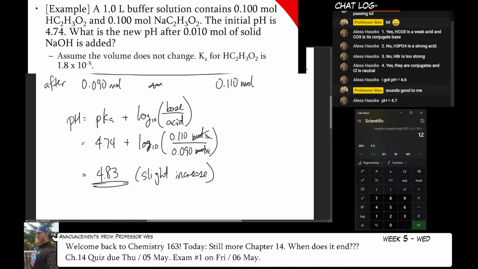So instead of raising the pH from 4.7-ish to 12, it went up to 4.83. So we have resisted a huge change in pH. If this was your bloodstream, your body would be very happy, because pH 12 would kill you instantly. All of your proteins that were essential for life would completely denature almost immediately.